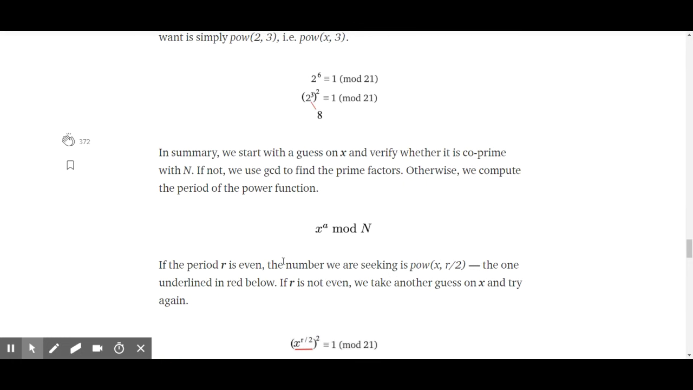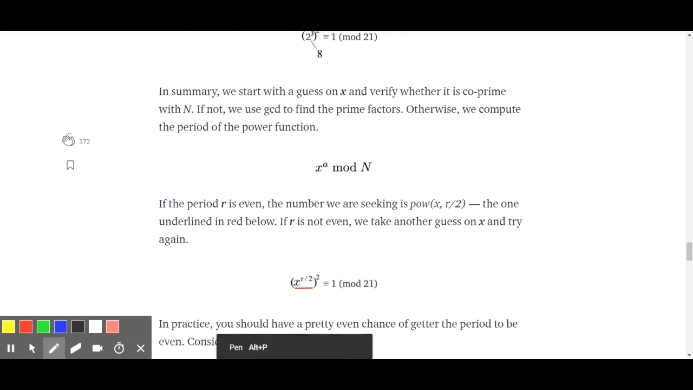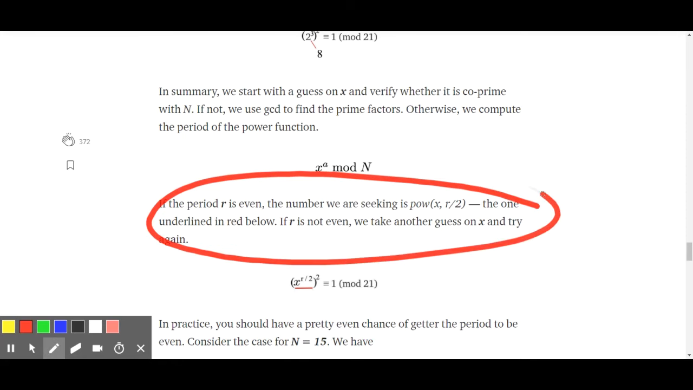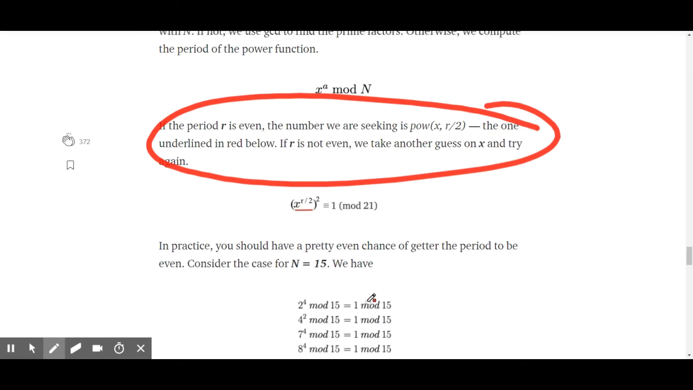If the period is even, the number we're seeking is this, the one underlined in red below. If r is not even, we take another guess on x and try again. This is how the whole thing is wrapped up. So you kind of give it a try. In practice, you have a pretty even chance of getting the period to be even.